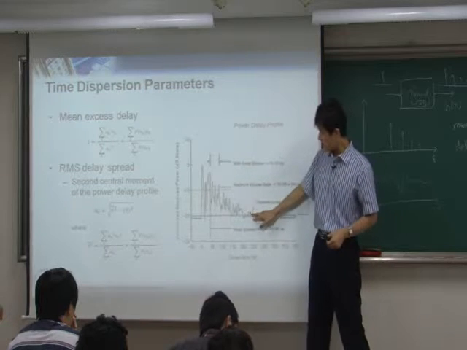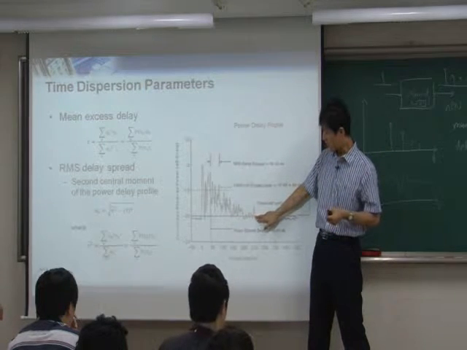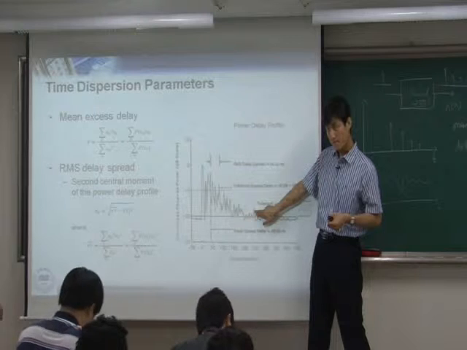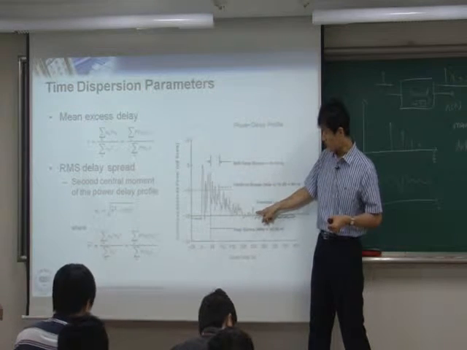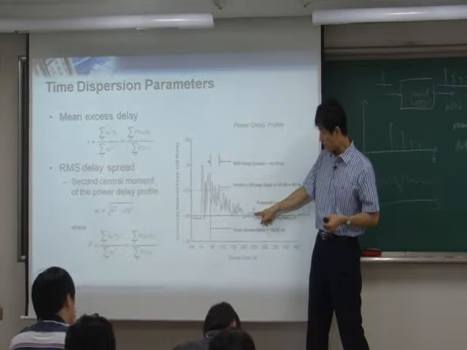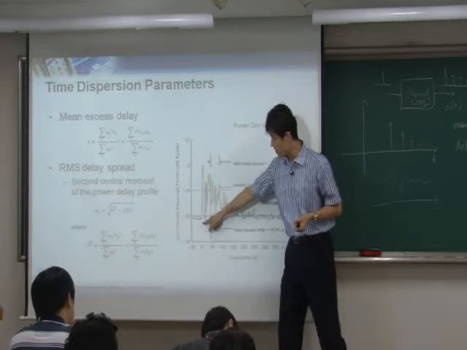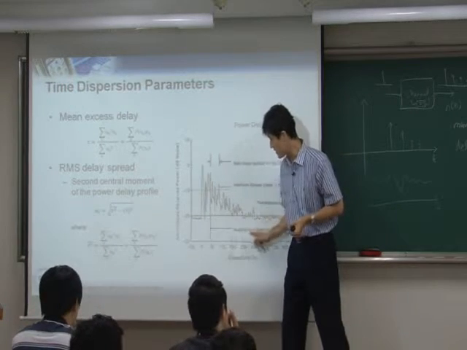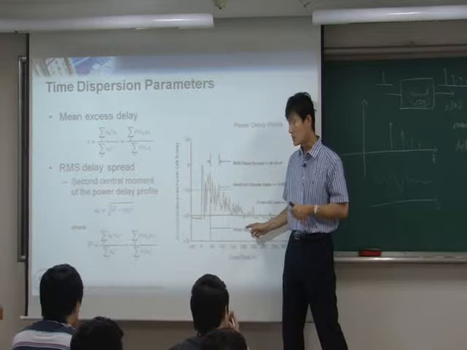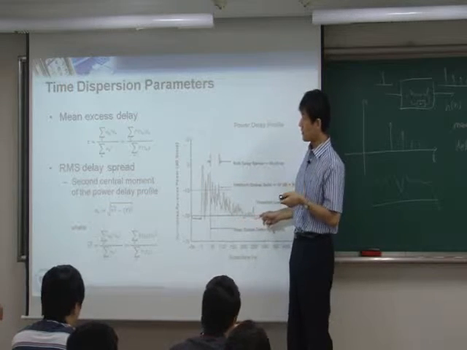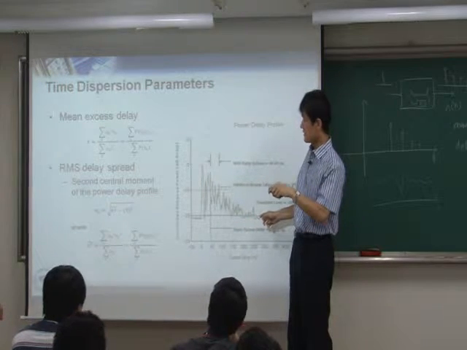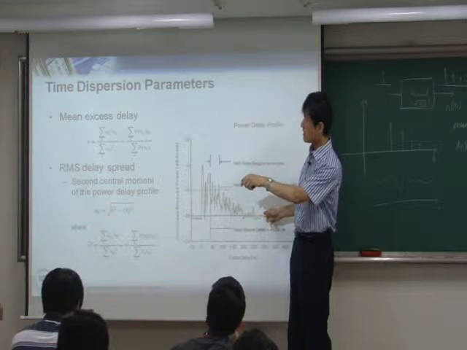So the last significant delay component in the power delay profile would be this one. Now the maximum delay would be from here to here. That's going to be the maximum delay. That's one parameter. Another parameter is the mean excess delay. That means the mean of the delay.